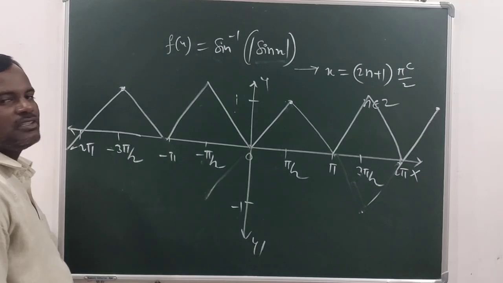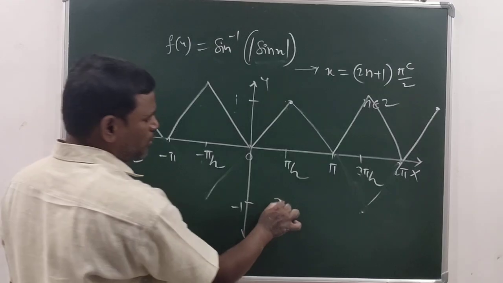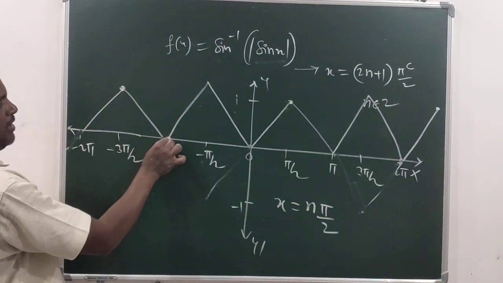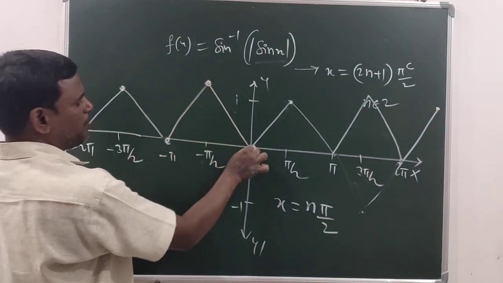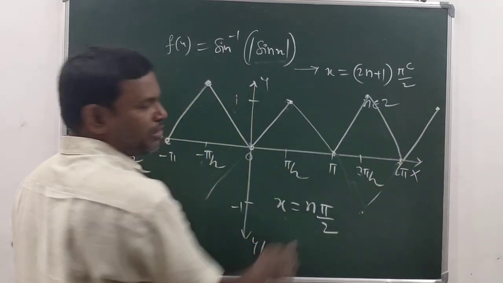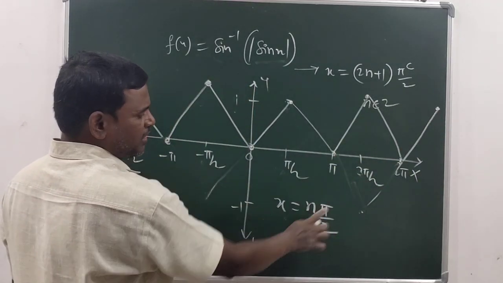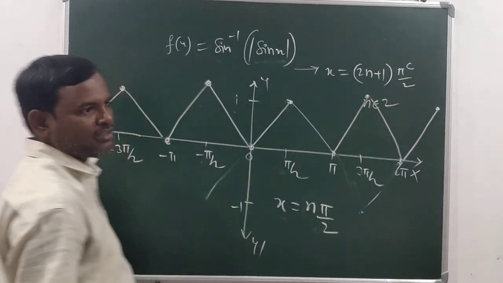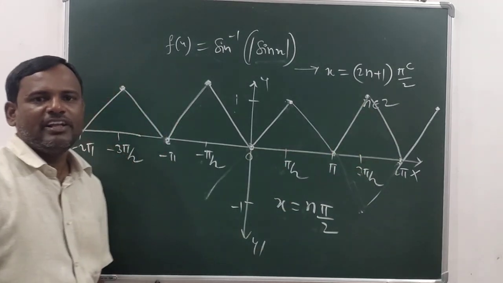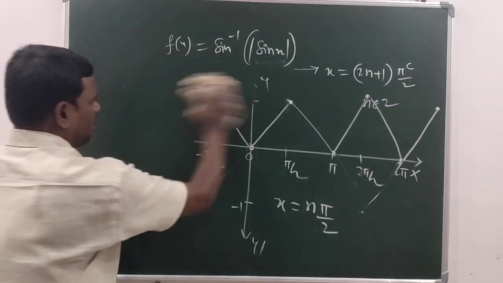Okay, students. So now, what do you have to say? x equal to n pi by 2. See, here you got one sharp end, here you got one sharp end, here you got one sharp end. What are the sharp ends? x equal to n pi by 2. If you put n equal to 1, you get this. If you put n equal to 2, you get this. If you put n equal to 3, you get this point. These are sharp ends. At those places, the function will not be differentiable. Okay, students? Right.